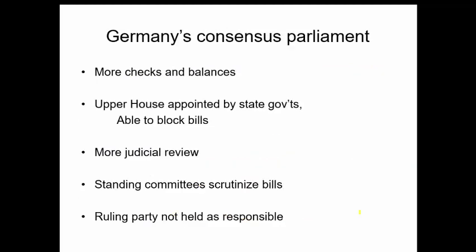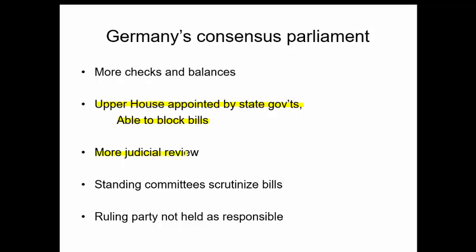Germany is a consensus parliament system that the book talks about. A few more checks and balances. Again, the upper house is given a little bit more power, to be appointed by the state governments. So they're using more of a federalist type system here to help appoint their upper house. And the upper house is now able to block bills rather than just delay them.